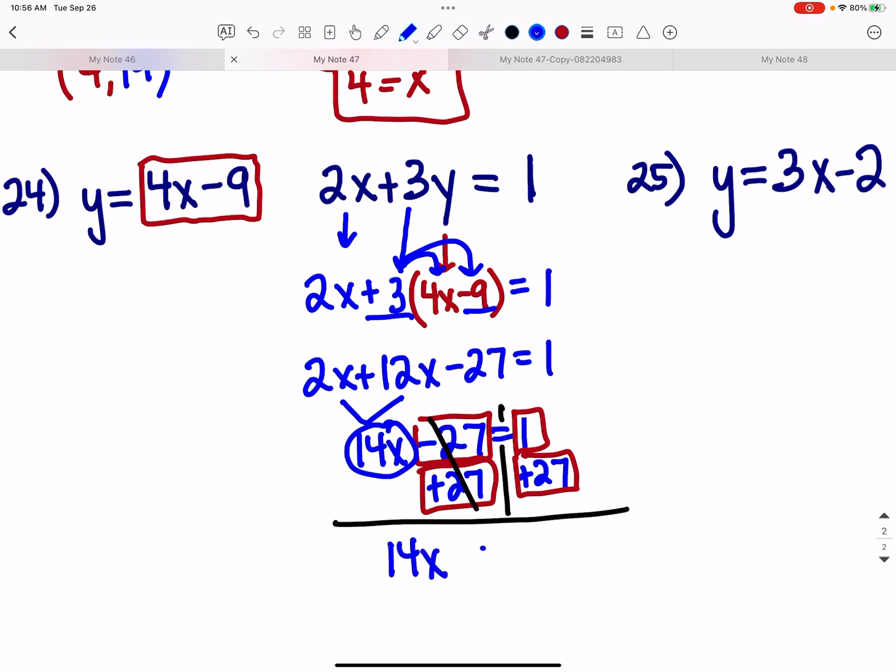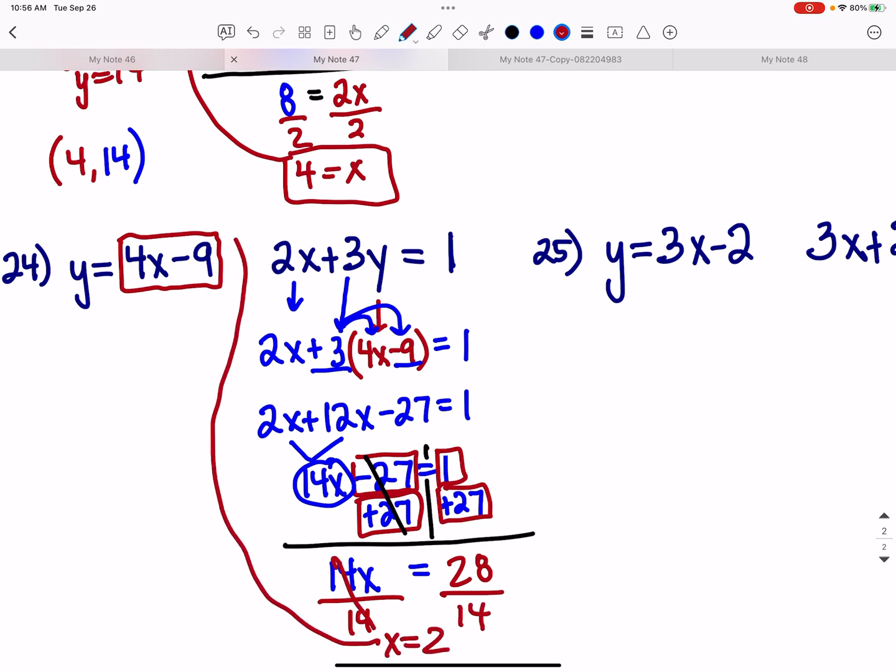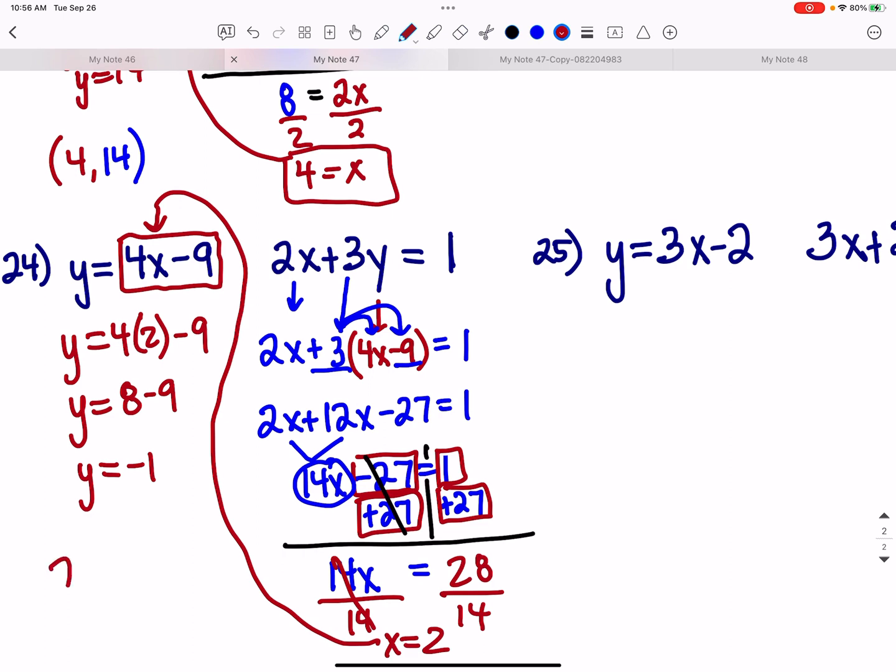14x's equal 28. We're going to kill off the 14, top versus bottom. X equals 2, but we have to go all the way back to the start. And y equals 4 times 2 minus 9. Y equals 8 minus 9. Positive 8 versus negative 9, the negatives win by 1. So our red number is 2, our x is 2. Our blue number, our y, is negative 1.